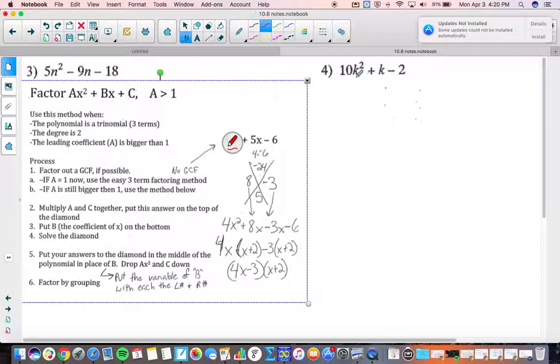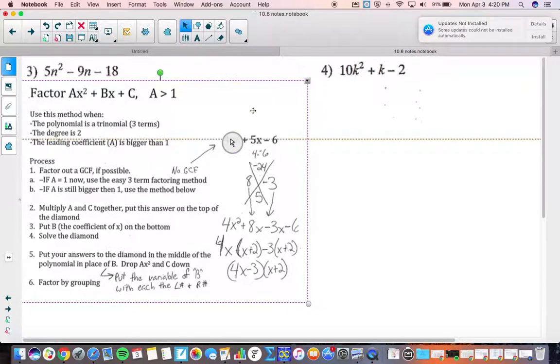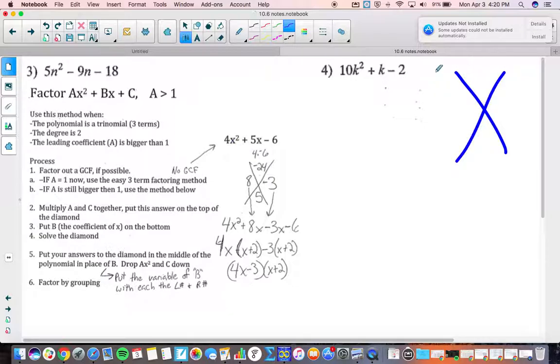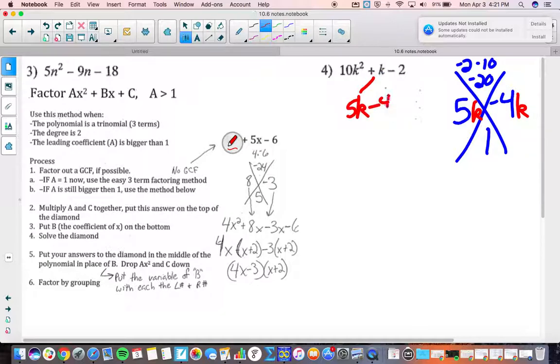Definitely not going to have a GCF coming out of this thing, because this k right here is a coefficient of 1. So multiply your a and c together. That's negative 2 times 10, which is negative 20. That's my top number. 1 is the coefficient of the k, so that's a 1. So two numbers that multiply to negative 20 and add to 1. That'd be positive 5 and negative 4. Now those get a k with each one. We're going to replace this single 1k with 5k minus 4k, because that's equivalent to 1k.